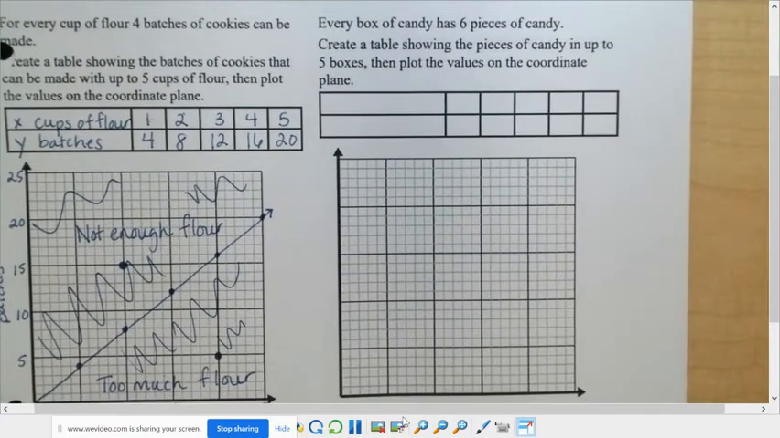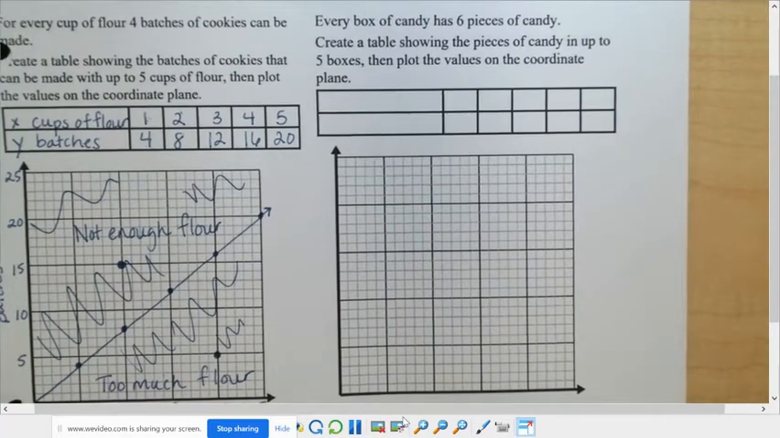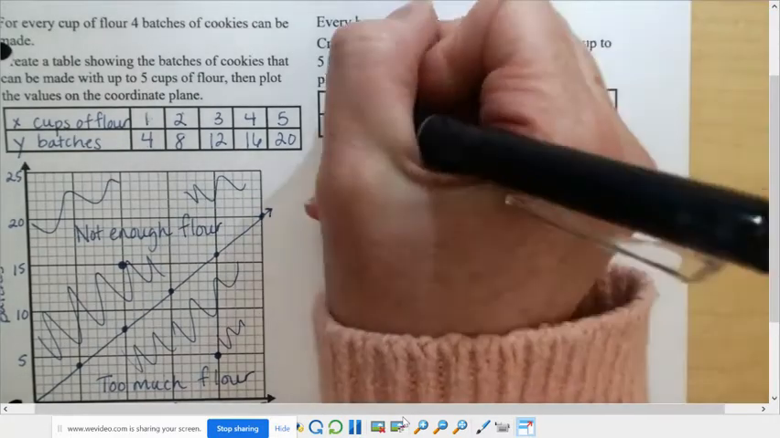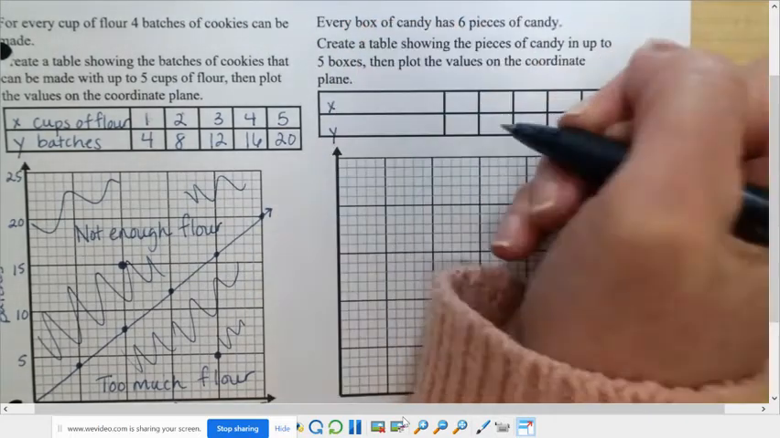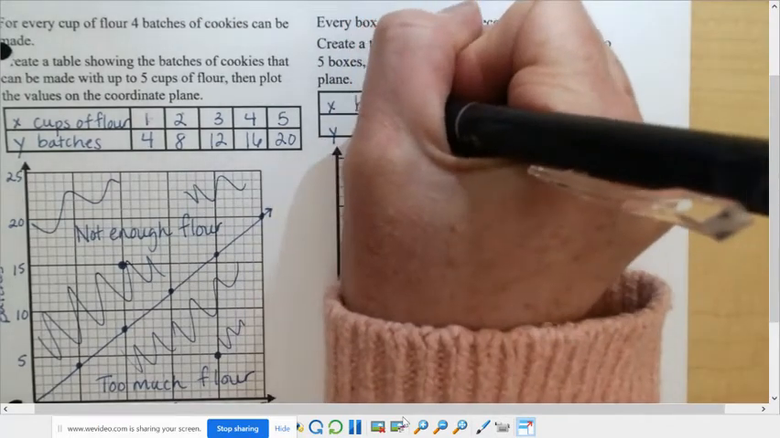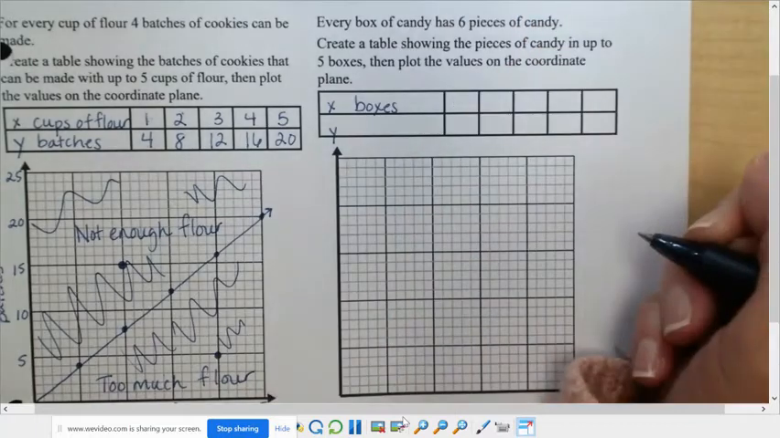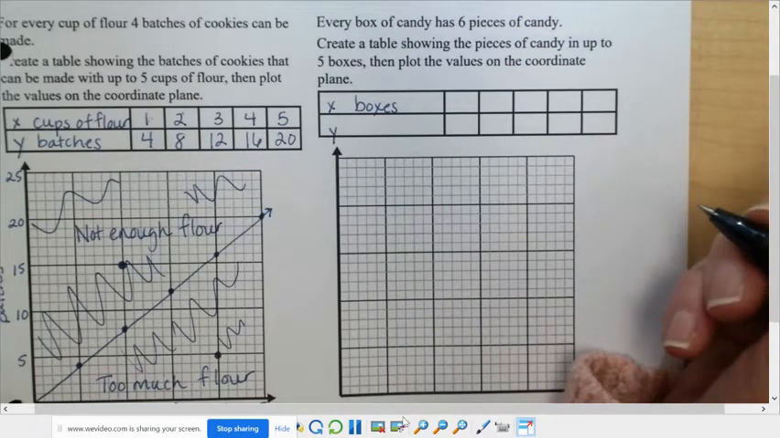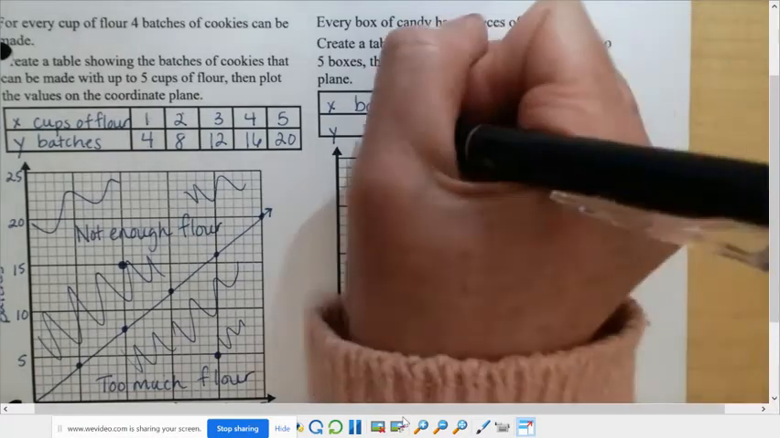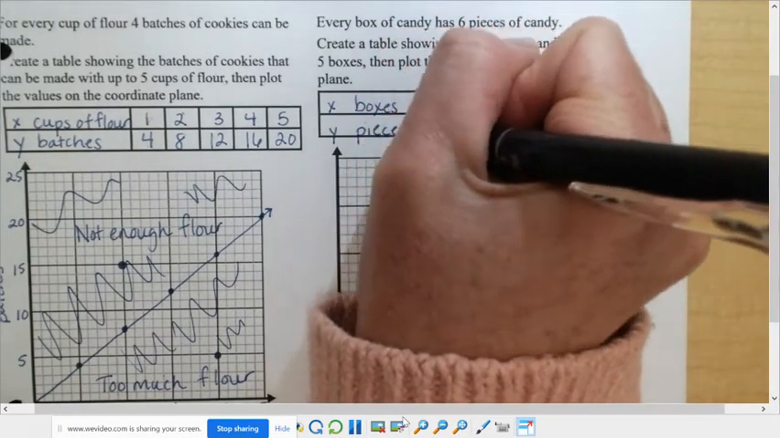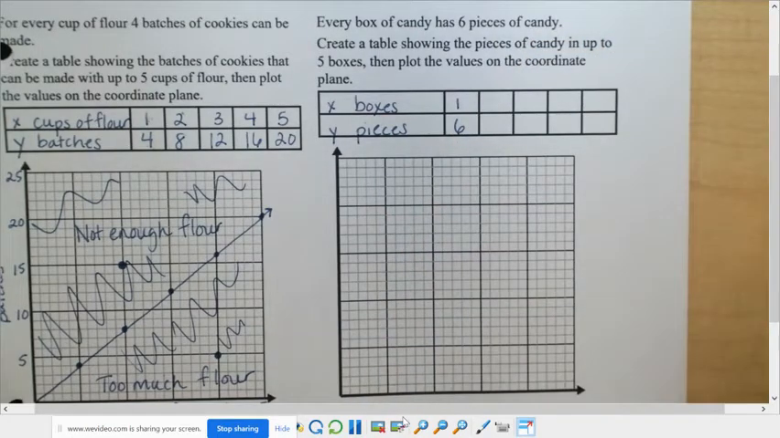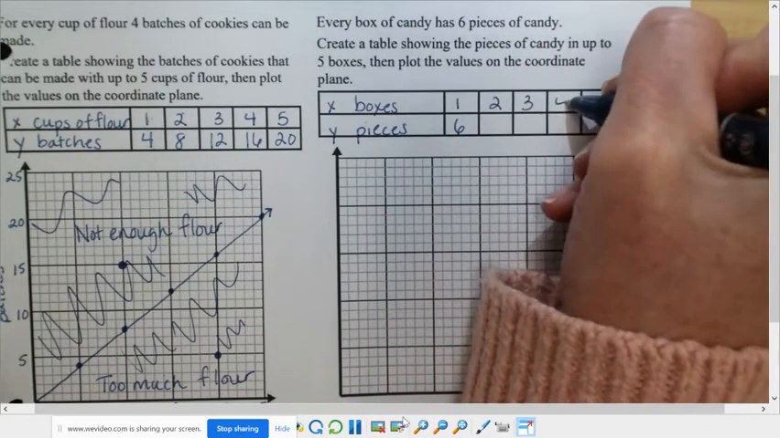Same thing for this one. Every box of candy has 6 pieces of candy. Create a table showing the pieces of candy in up to 5 boxes. Then plot the values on the coordinate plane. So I have my x and my y again. x here is my boxes, and y is my pieces. Every box has 6 pieces, so you can fill in your ratios then. And we're going to go to 5 boxes.